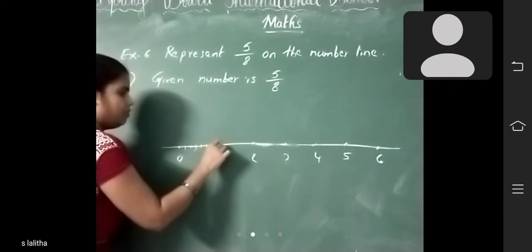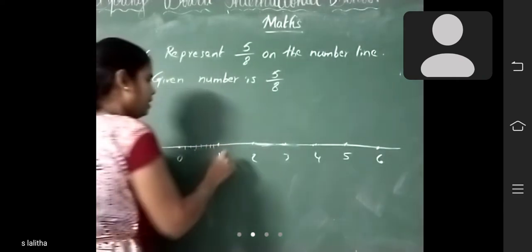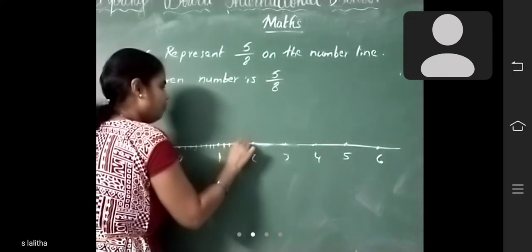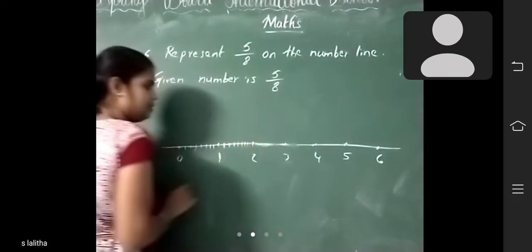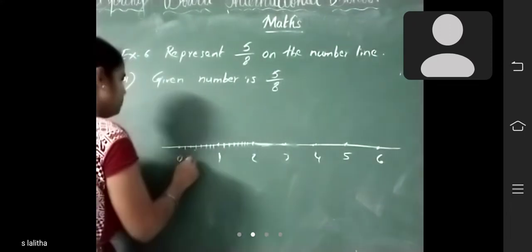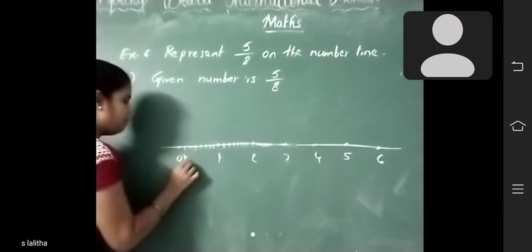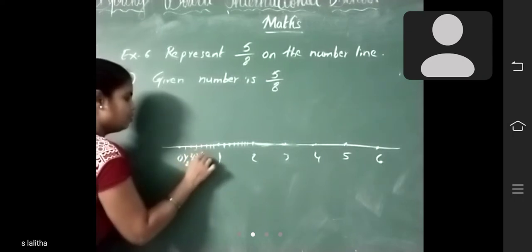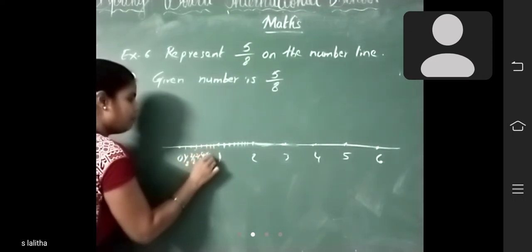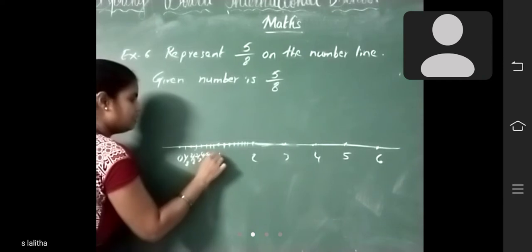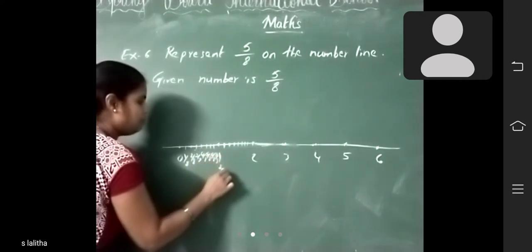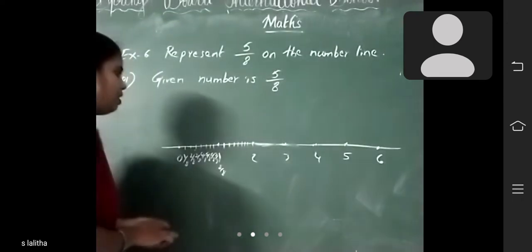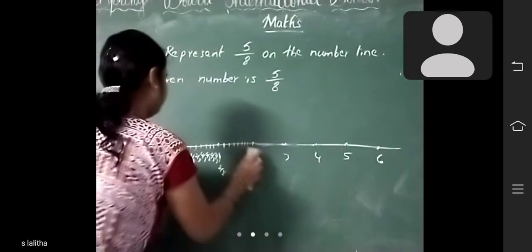This is 8. This is 1. Next, 1, 2, 3, 4, 5, 6, 7, 8. Now write 0, then 1 by 8, 2 by 8, 3 by 8, 4 by 8, 5 by 8, 6 by 8, 7 by 8, 8 by 8. 8 by 8 is nothing but 1. Okay, ma'am. Now I'll draw clearly.